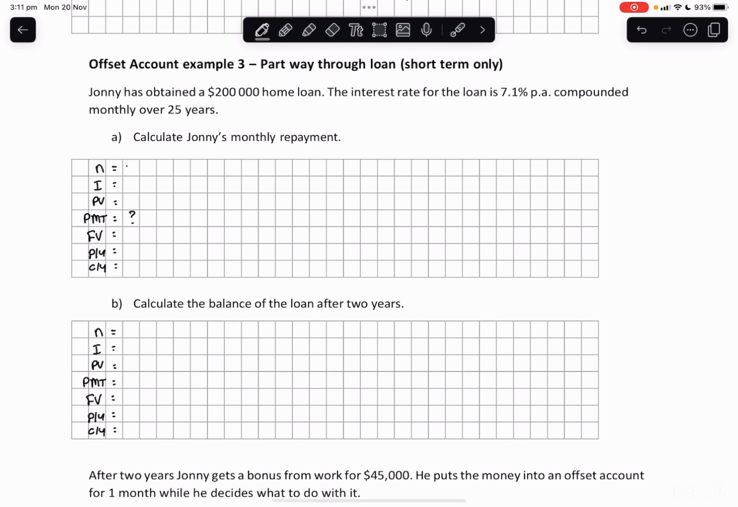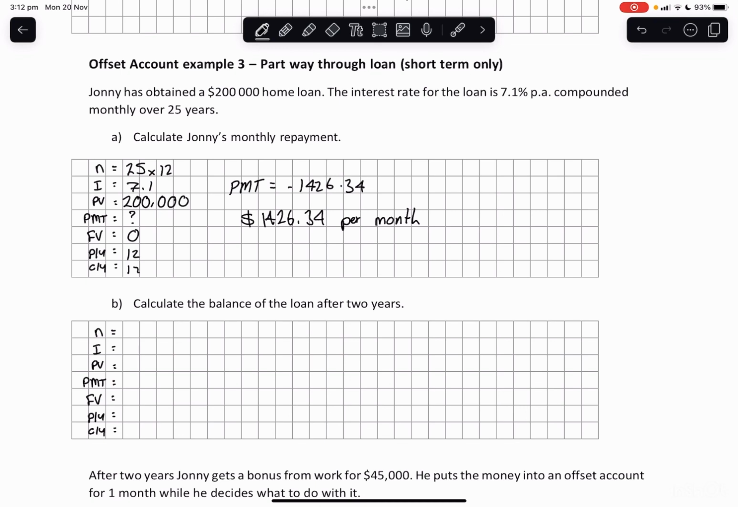PMT is a question mark. We've got 25 years times by 12 months. Interest rate of 7.1%, a $200,000 loan. We want $0 remaining in our account. And we've got 12 payments per year, just like that. So our PMT is equal to minus $1426.34 per month. So that is how much per month Johnny has to pay.